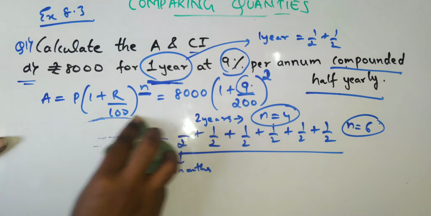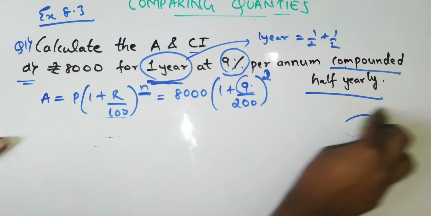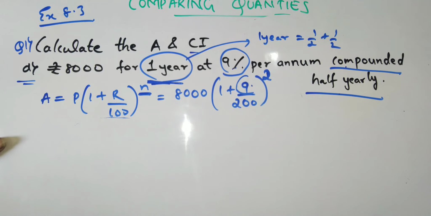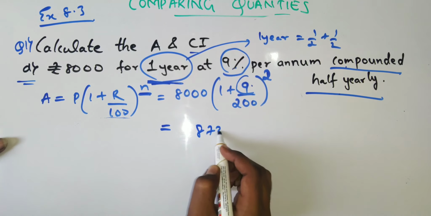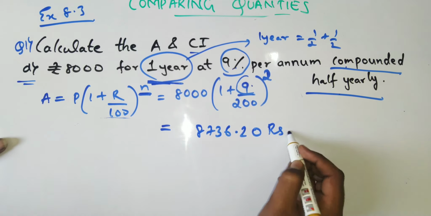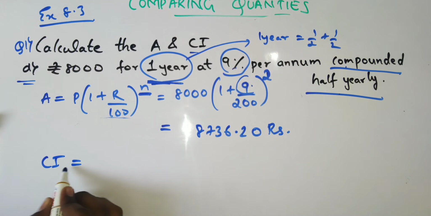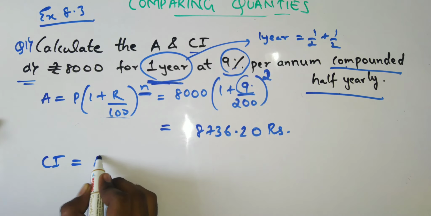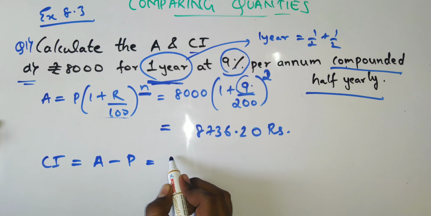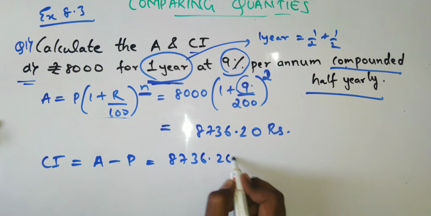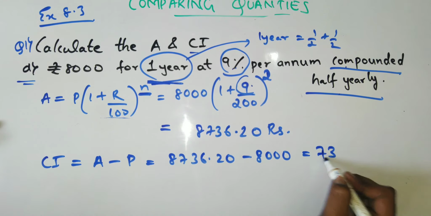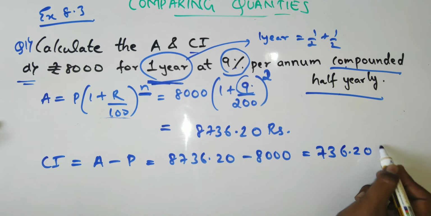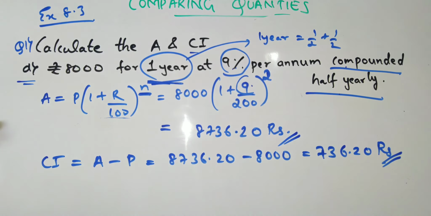Okay. Now proceeding further, you have to cancel all the terms whatever is there and get the answer. So the answer will be 8736.20 rupees. Now I have to calculate compound interest, that is nothing but A minus P. What is A here? A is 8736.20 minus 8000. So what will be my answer? Answer will be 3736.20 rupees. So we got amount as well as compound interest.